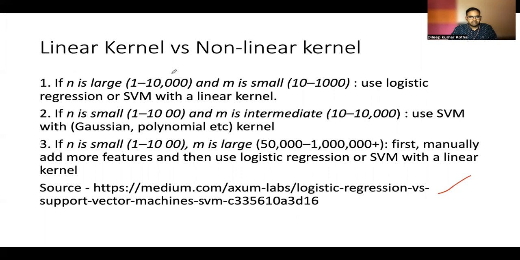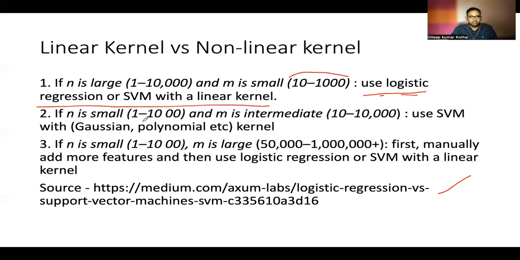So if n is large, meaning we have a large feature set, but m is small, meaning the training data is small, then we can use either logistic regression or SVM with a linear kernel. Both of these have similar complexity. In some cases, SVM with a linear kernel gives a better result, and in some cases, logistic regression gives a better result. You can try both and pick one.